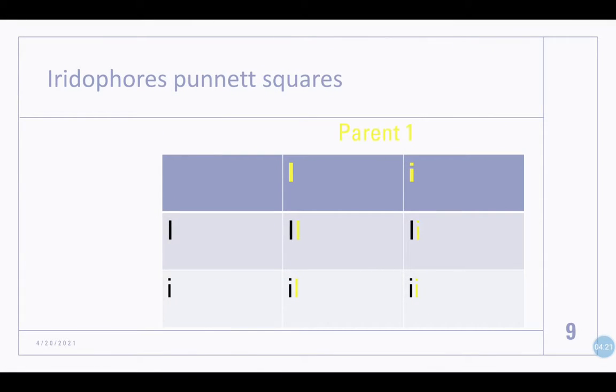Okay, so here's the Punnett square for iridophores. Here's parent 1 who is heterozygous and parent 2 who's heterozygous. As you can see, there's a 25% chance the offspring would be homozygous dominant. There's a 50% chance it will be heterozygous dominant, and there's a 25% chance it would be recessive, which is like a 75% dominant chance and a 25% recessive chance.